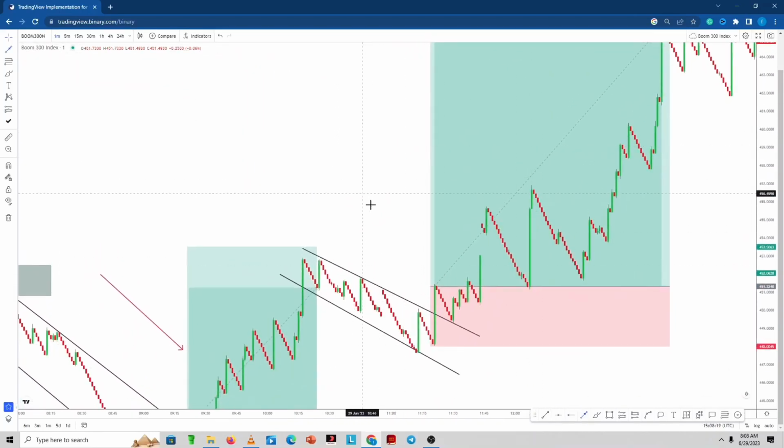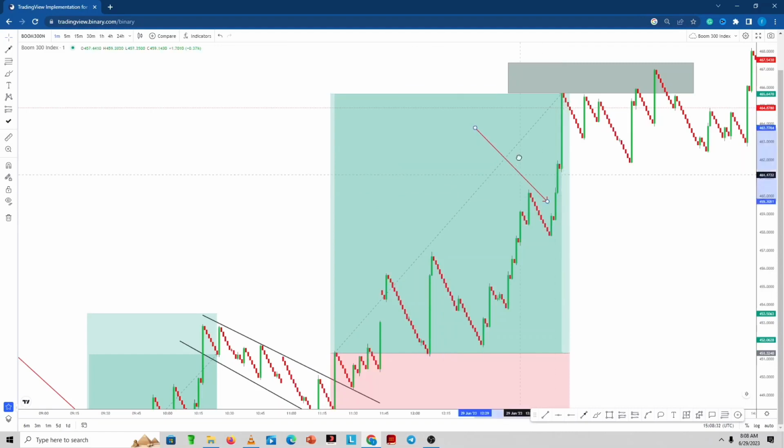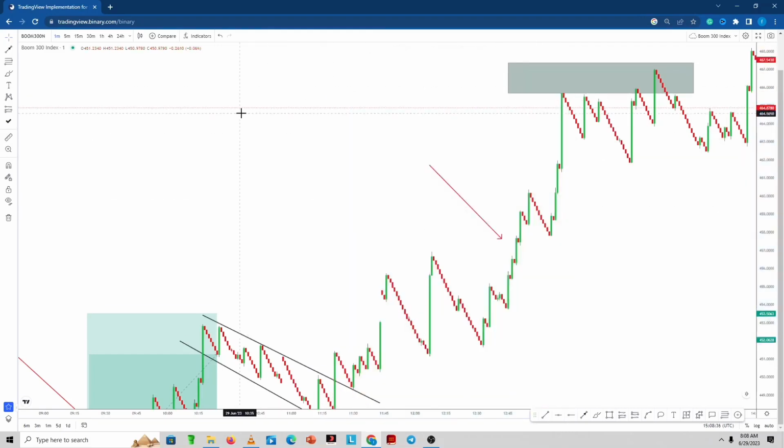Imagine, guys, catching these spikes. I don't know how many spikes right here. And imagine, even if you're having a small account, a $30, $50, $100 account, you can still grow your account to something else that is big, right? See how this move is big. So let me just show you.